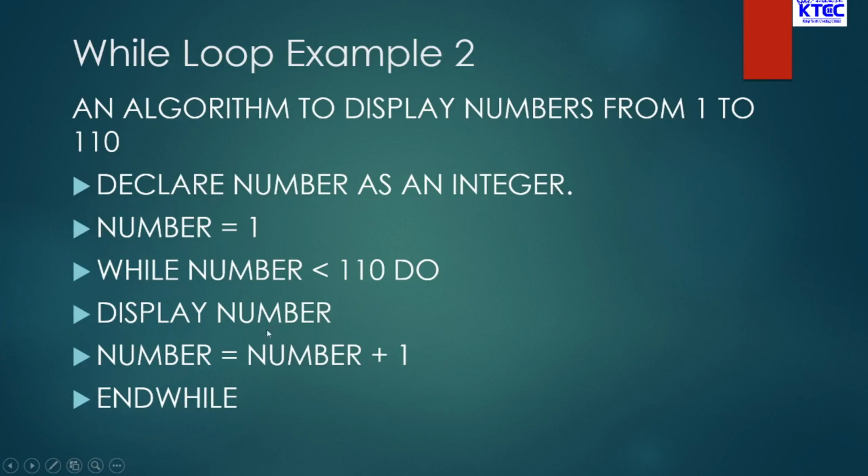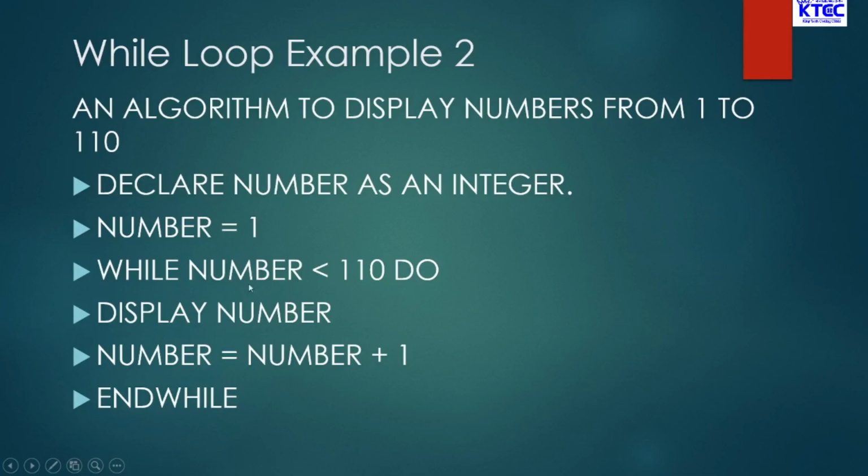But look at how those 110 lines of code have been summarized. That is the power of loops. So we have to declare the number as an integer. So number is equal to 0. While number is less than 110, do what? Display the number. After displaying the number, add 1 to the number that you display.